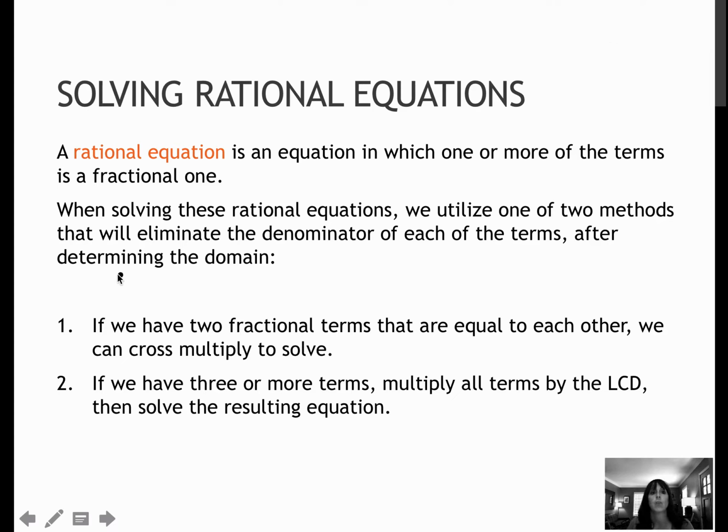Of course, we first have to restrict the domain. So this is where it's really going to come into play to restrict that domain. But one, if we have two fractional terms that are equal to each other, so two fractions, we're just going to cross multiply like we did any other time we would have a proportion. If we have three terms or more, etc., then we're going to multiply by that LCD, which we just talked about in the complex fractions video. So let's try a few.